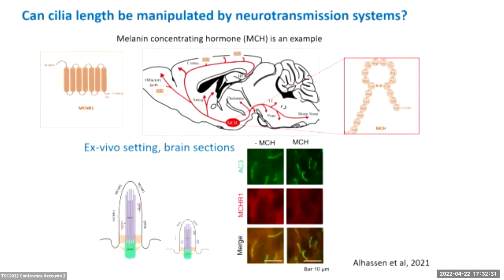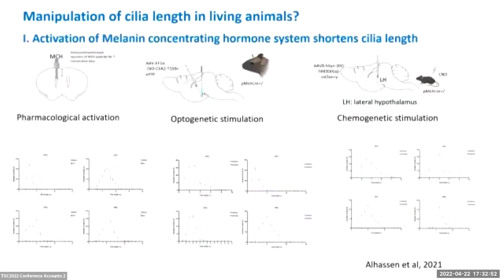And in collaboration with my collaborator in Japan, Dr. Yumiko Saito, she took brain sections of rats and applied melanin concentrating hormone directly. Then she found that the cilia length really decreased. And we thought, okay, that's ex vivo. What happens if we manipulate the system in vivo? So we used several ways to manipulate melanin concentrating hormone.